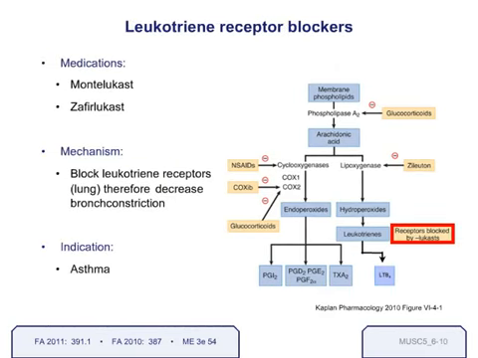Now, if the leukotrienes are produced, there's also a drug you can use to block them at the receptors in the lung. These are going to include montelukast and zafirlukast. So these Lukast drugs will block the leukotriene receptors in the lung and will decrease bronchoconstriction. So we sometimes use these drugs for asthma.